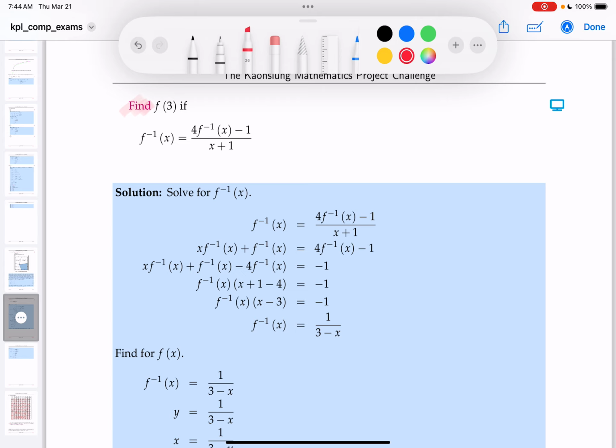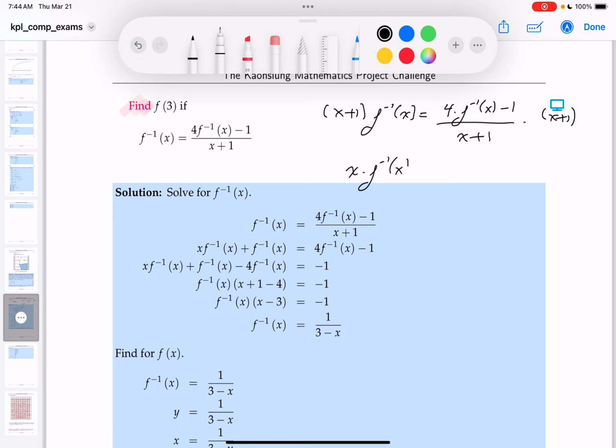What I suggest the pre-calculus students do is you simply look at that and try to figure out what f inverse is. So the way I would do that is I'd write down f inverse of x is equal to 4 times f inverse of x minus 1 over x plus 1. I'd multiply both sides by x plus 1 to clear the fraction. You get x times f inverse plus f inverse. Again, we're trying to figure out what f inverse is, by the way.